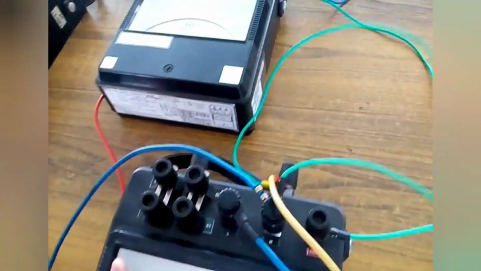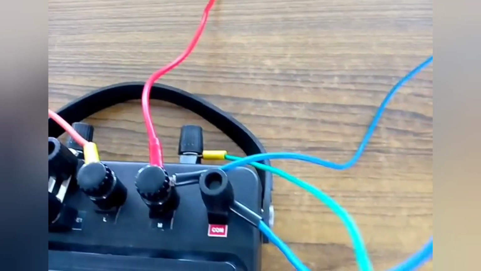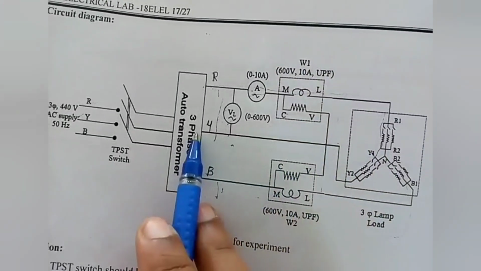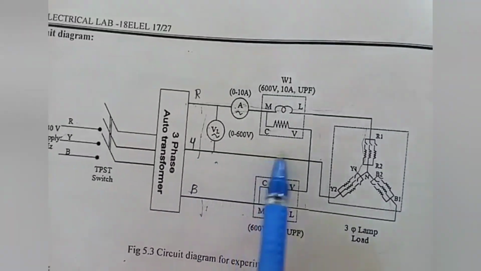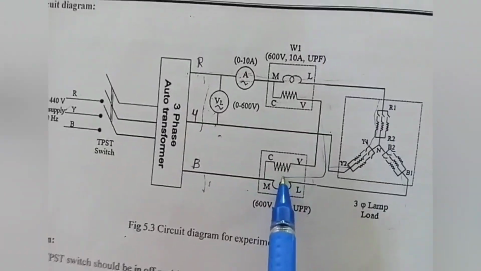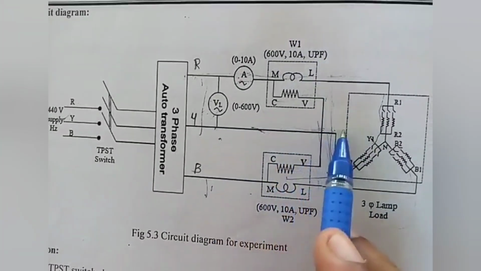So the V terminal of this wattmeter is connected to the V terminal of the other wattmeter. From the V terminal of the second wattmeter, it should be connected to Y phase of the lamp load, or to Y phase of the auto transformer. We know that we have shorted Y phase of the auto transformer to Y phase of the lamp load, and V and V terminals are also shorted, so we can see a continuous connection here.